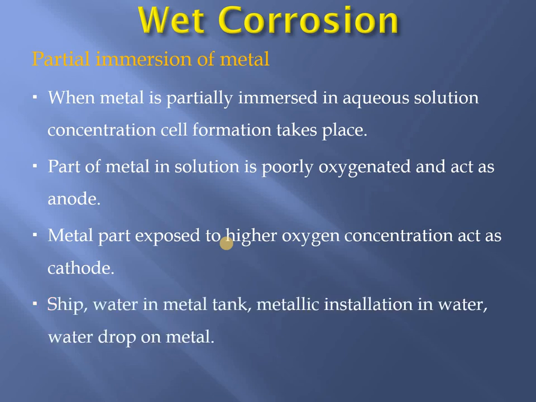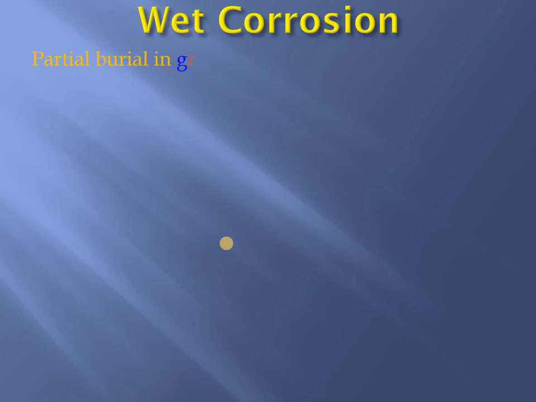Examples are a ship, water in a metal tank, metallic installation in water, and a water drop on the metal. So the part of the ship or the part of the metal tank which is in contact with the water will undergo corrosion, while the rest of the part will not undergo corrosion here. Second is the partial burial of the metal in the ground.